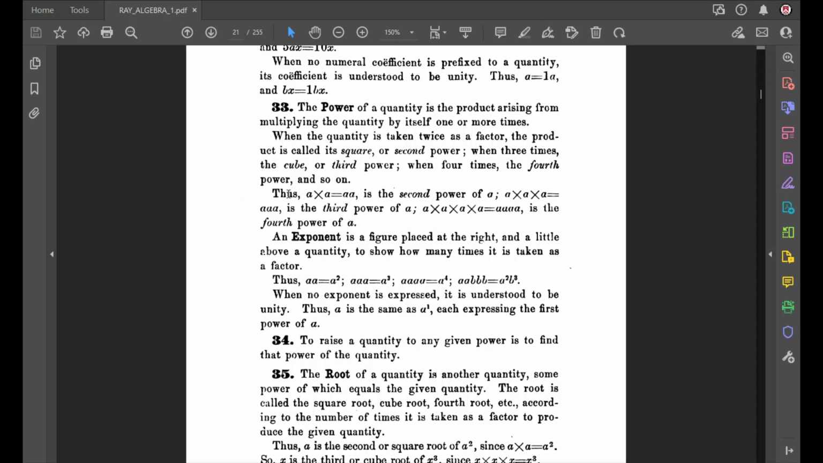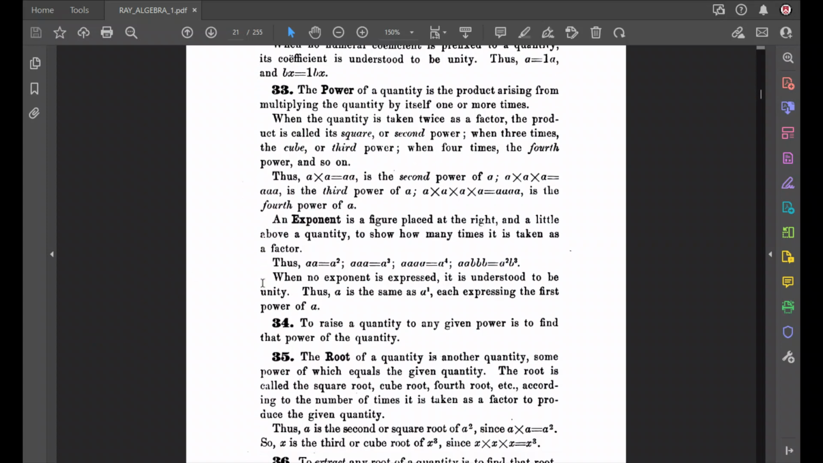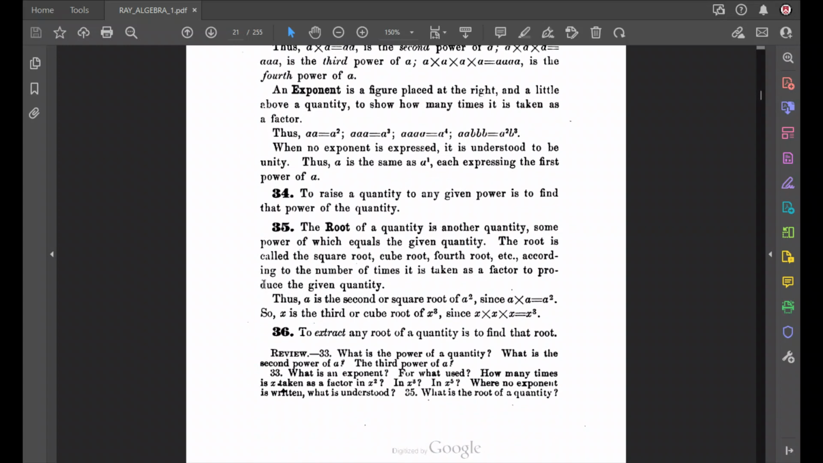Find the fifth power of 4. Multiply 4 by itself 5 times, right? Use 4 as a factor 5 times. Find the fifth power of 4. Okay, that's Article 34.